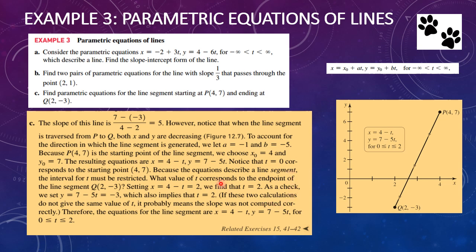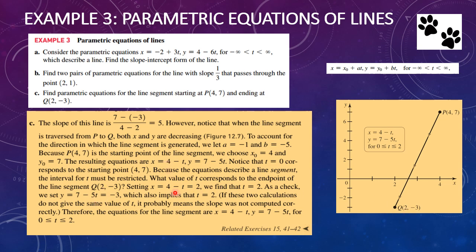Because the equations describe a line segment, not a general line that goes on to infinity, the interval for t must also be restricted. So what value of t corresponds to the endpoint of the line, Q (2, 3)? Like, how long did it take us to get from this point to this point is what we're asking. So x equals 4 minus t equals 2, right? So we're setting the parametric equation equal to the endpoint of the x value.